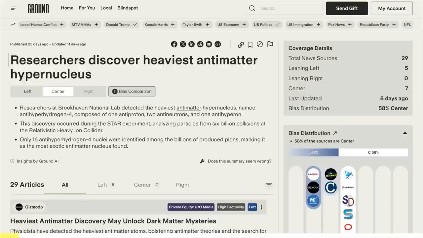Antimatter is extremely rare in the observable universe, but researchers just discovered the heaviest antimatter hypernucleus. Antimatter has challenged established paradigms for nearly a century now, showing us how critical thinking fuels scientific and even societal progress.